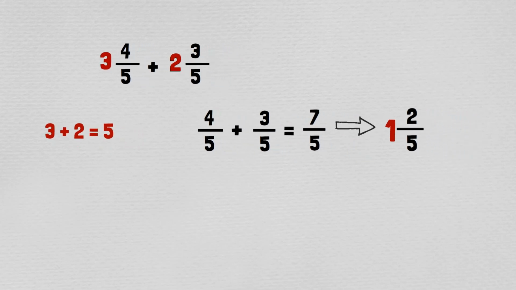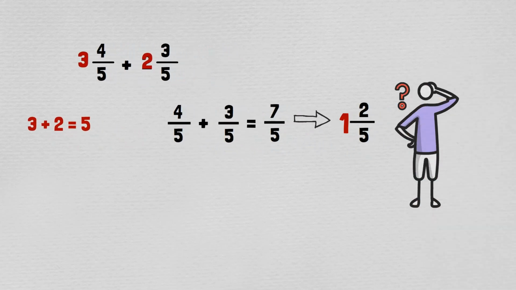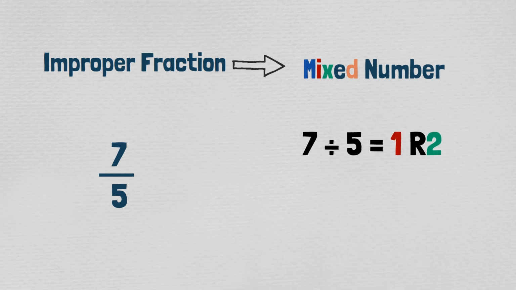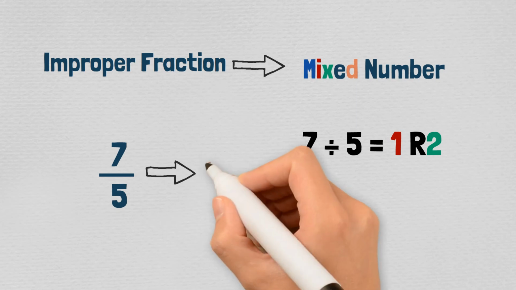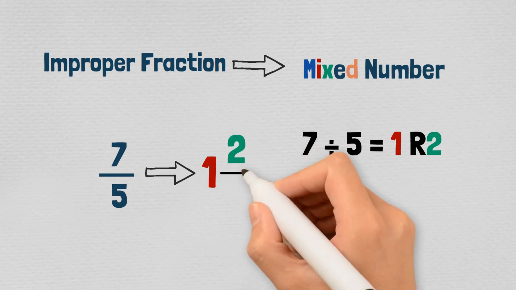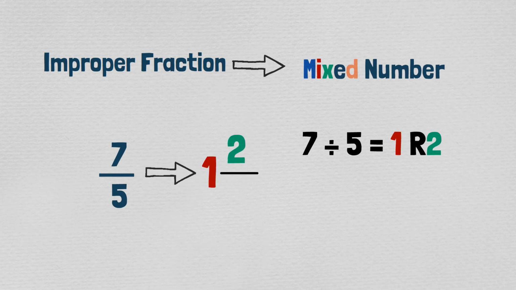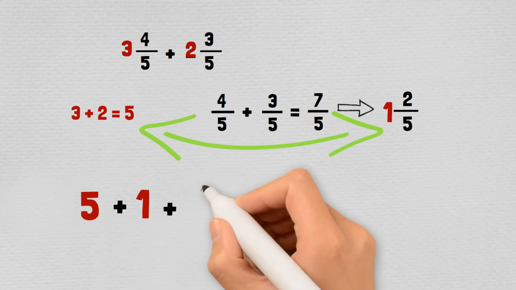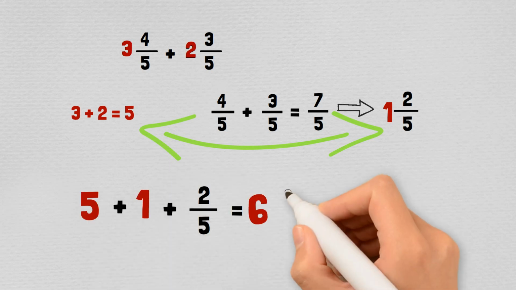Wait a minute, do you remember how to turn improper fractions into mixed numbers? We covered this in part 1 of the mixed numbers series. Let's review the steps quickly. First, divide the numerator by the denominator. 7 divided by 5 equals 1 remainder 2. Then, take the whole part of the quotient and use the remainder as the new numerator. And finally, keep the old denominator the same. Now, we can merge everything together. 5 plus 1 plus 2/5 equals 6 2/5.